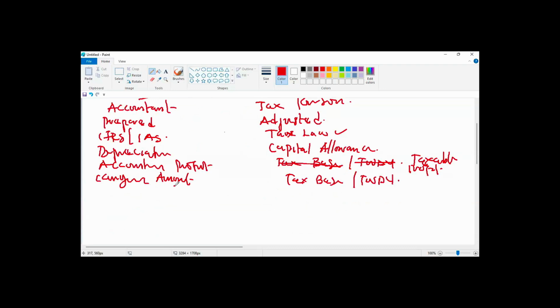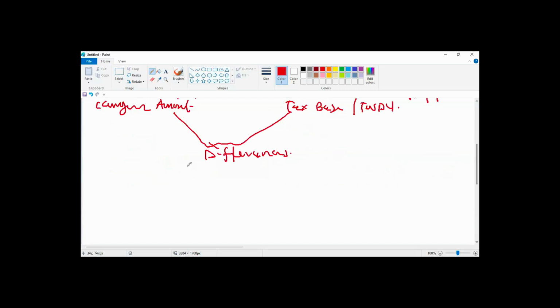So we now have differences in our view. We now have differences in the way we see things. The differences can be of two types. It can be permanent difference, and deductible and temporary difference.